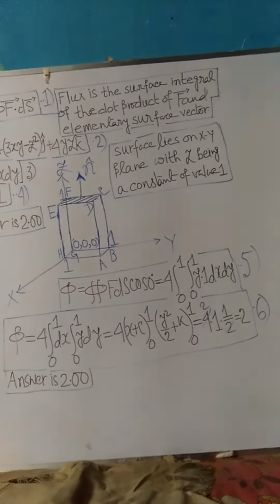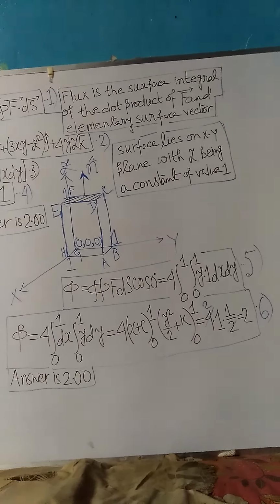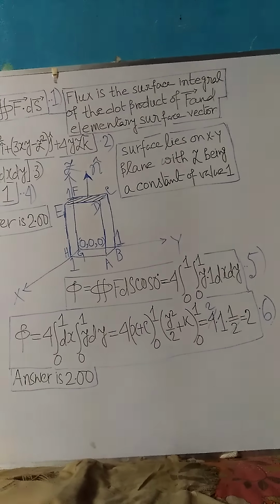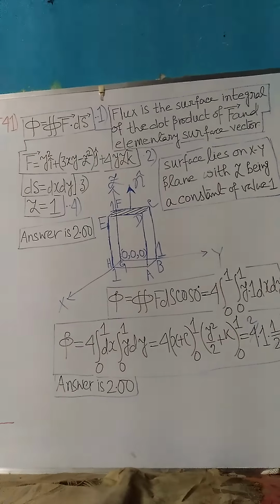So rounding off to 2 decimal places, the answer should be reported as 2.00. It has been mentioned twice on the board for the convenience of the viewers.